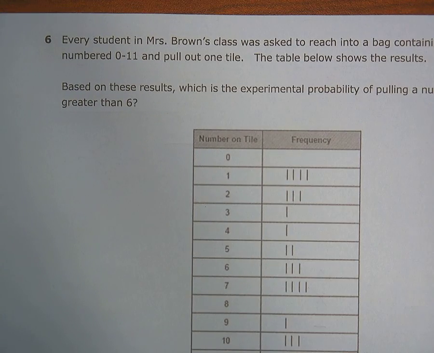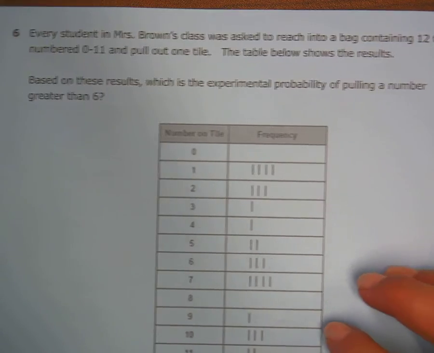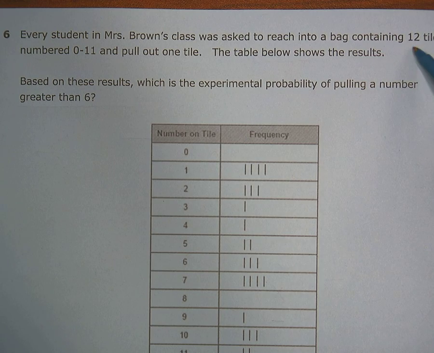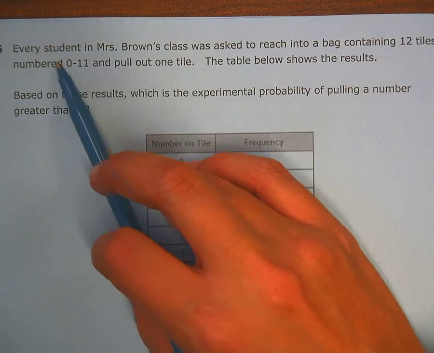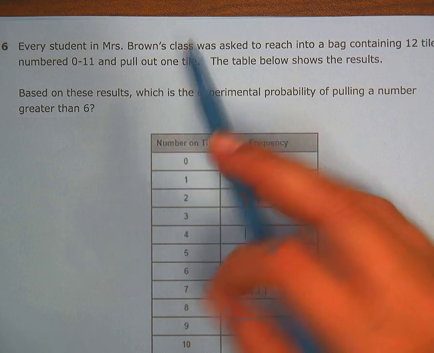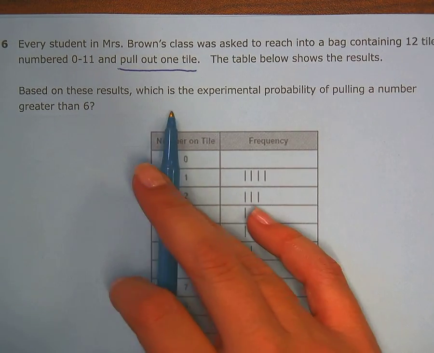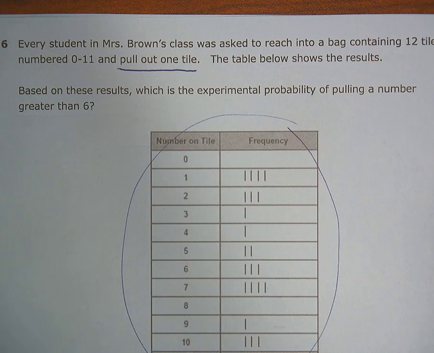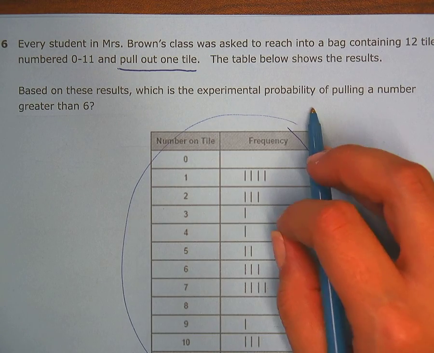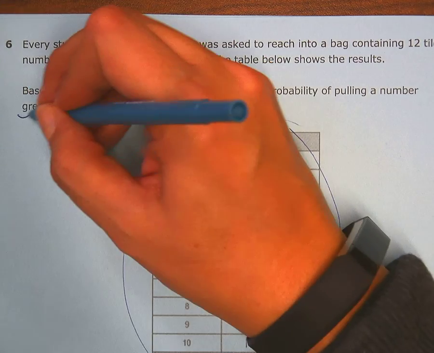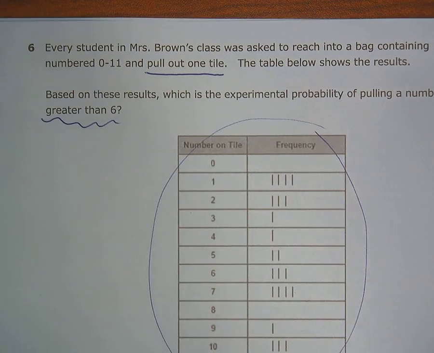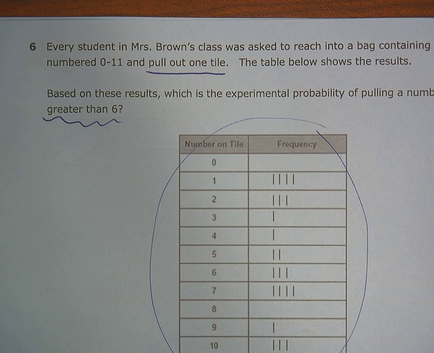Okay, number 6 says every student in Miss Brown's class was asked to reach into a bag containing 12 tiles numbered 0 to 11 and pull out one tile. The table shows the results. Based on the results, so I'm looking at this data, which is the experimental probability of pulling a number greater than 6? So my question is, is 6 included?